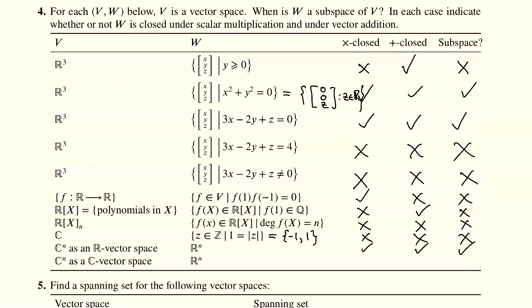But of course, if it's a C vector space, this one is still fine, but now it's not closed under multiplication because I've got a real vector, I multiply by a scalar being a complex number, I leave the reals. Okay.